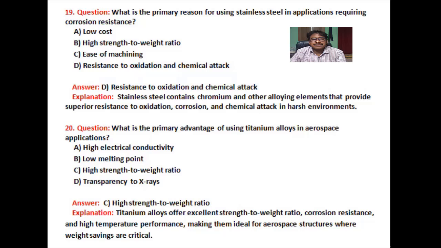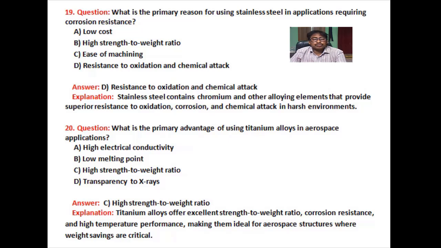Question 19: What is the primary reason for using stainless steel in applications requiring corrosion resistance? A. Low cost. B. High strength-to-weight ratio. C. Ease of machining. D. Resistance to oxidation and chemical attack. Answer: D. Resistance to oxidation and chemical attack. Explanation: Stainless steel contains chromium and other alloying elements that provide superior resistance to oxidation, corrosion, and chemical attack in harsh environments.